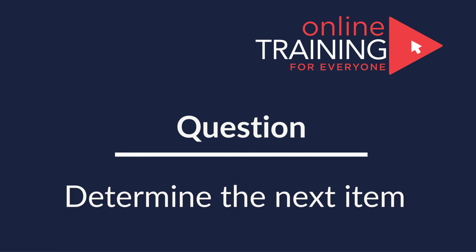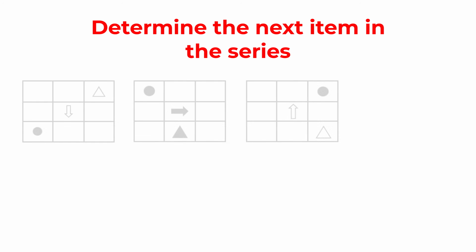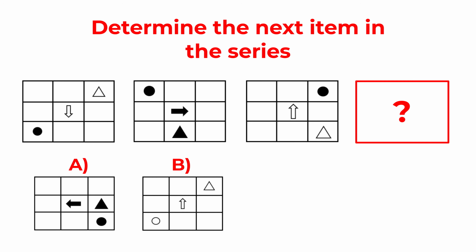Very frequently on the test, you might get a question to determine the next item in the series. We are looking at exactly this type of question here. You are presented with a series of 3x3 matrices. Each matrix has a circle, arrow, and triangle inside. And your goal is to determine matrix number 4 in the series. You're presented with 4 different choices. Choice A, B, C, and D.